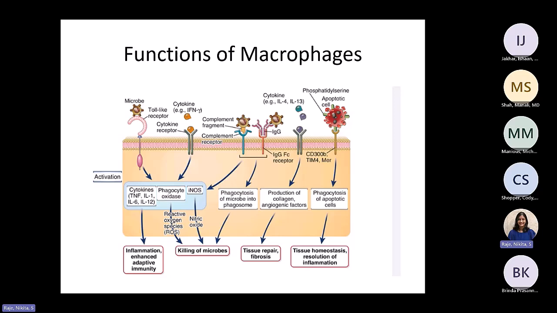They also have some enzyme complexes that help them in their phagocytosis and killing function. Just like neutrophils, they also have phagocyte oxidase, in short called PHOX, or they have iNOS, which helps in producing nitric oxide, and that also helps in killing the microbes.